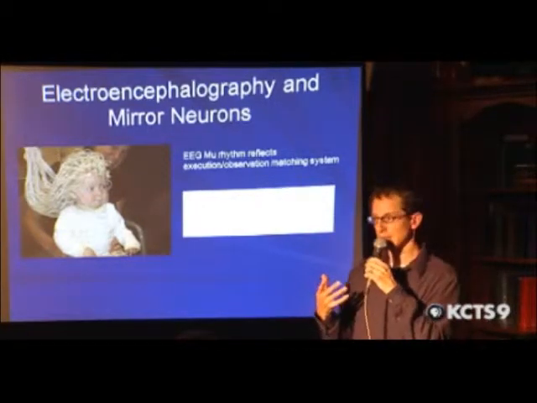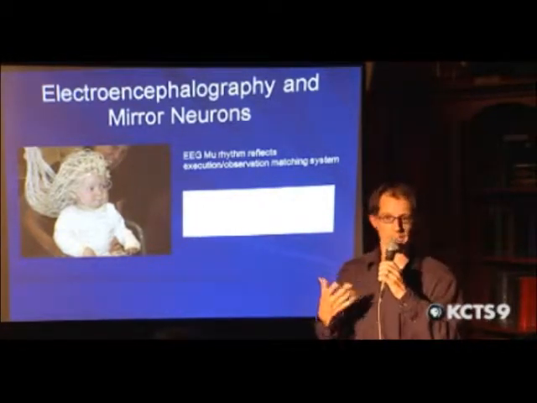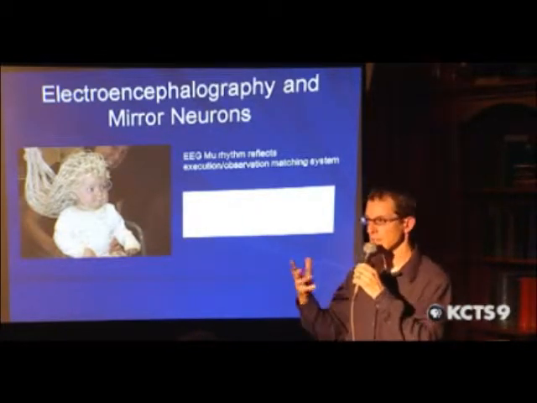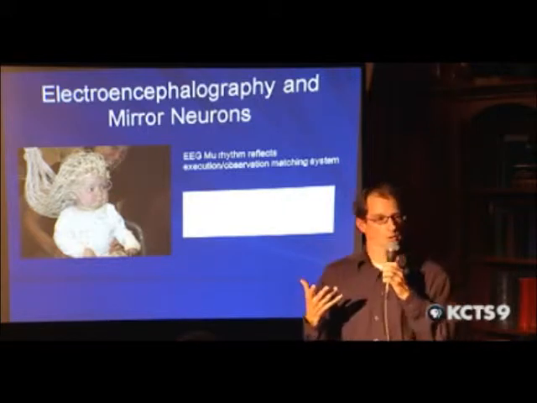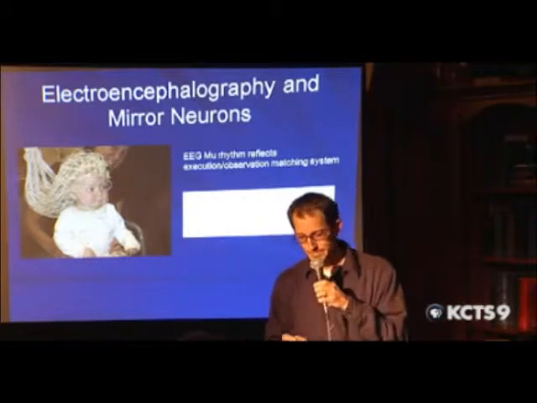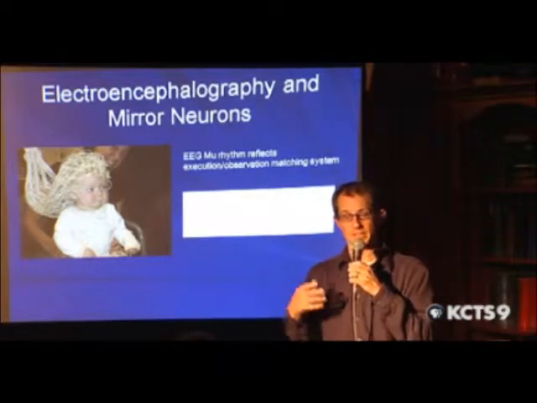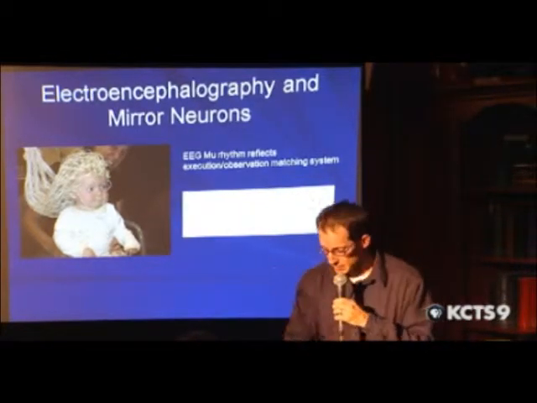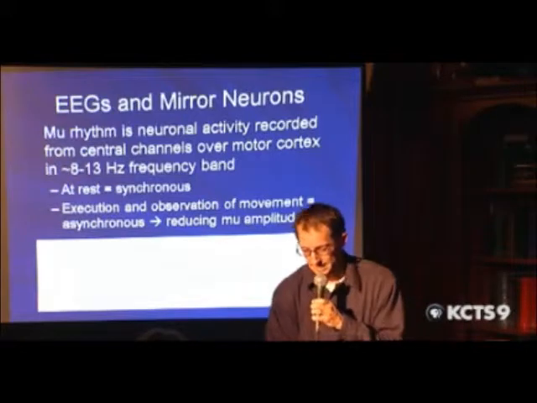One of the ways is to look at the various rhythms in the brain. There's a number of different rhythms in the brain you might have heard about: alpha rhythm, beta rhythm, theta rhythm, things like that. There's also a rhythm called the EEG mu rhythm. And this is believed to reflect this mirror neuron system. The rationale behind that is this.